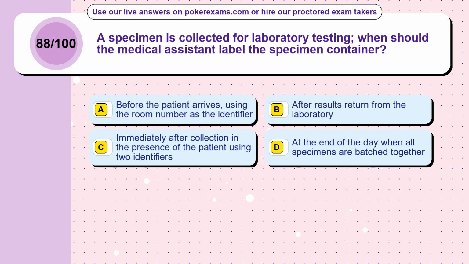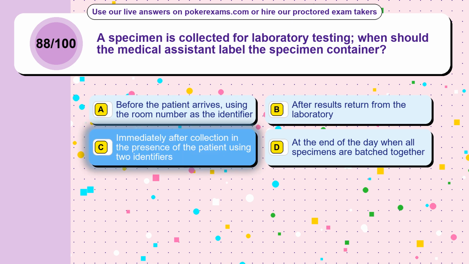Question 88. A specimen is collected for laboratory testing. When should the medical assistant label the specimen container? Option A, before the patient arrives, using the room number as the identifier. Option B, after results return from the laboratory. Option C, immediately after collection in the presence of the patient using two identifiers. Option D, at the end of the day when all specimens are batched together.